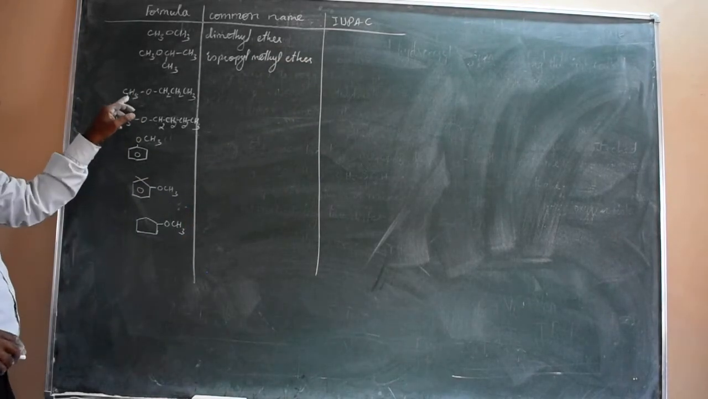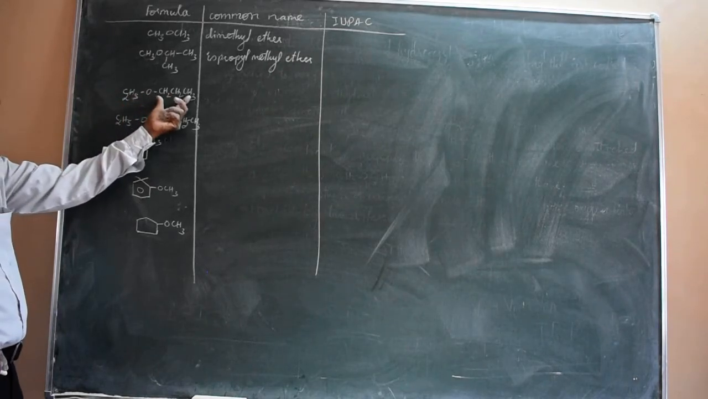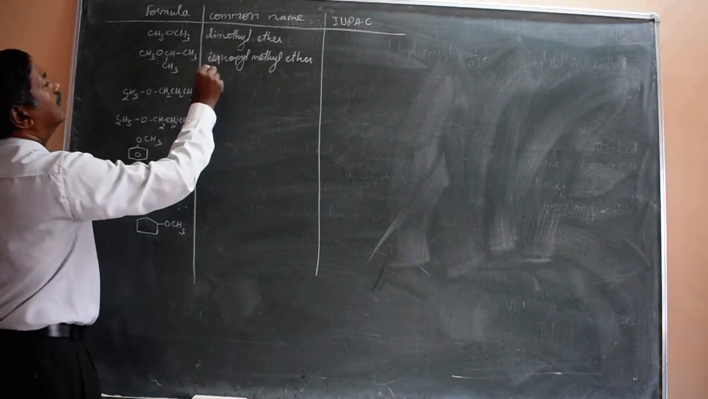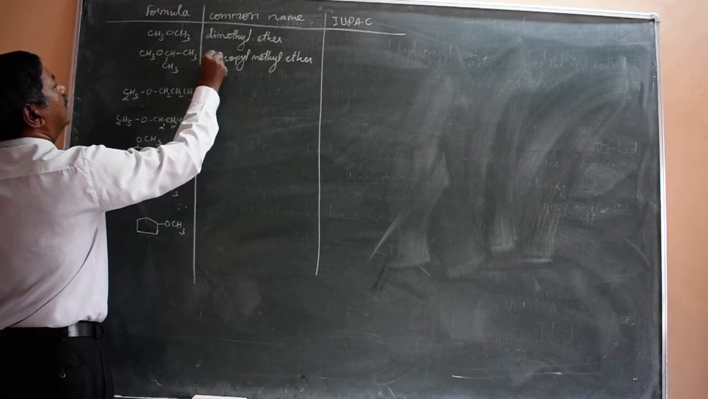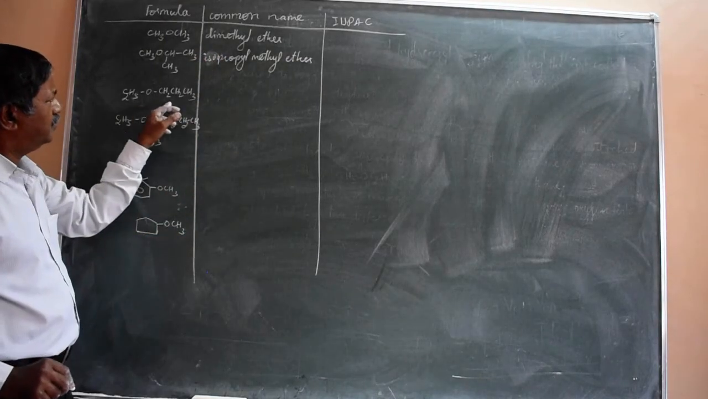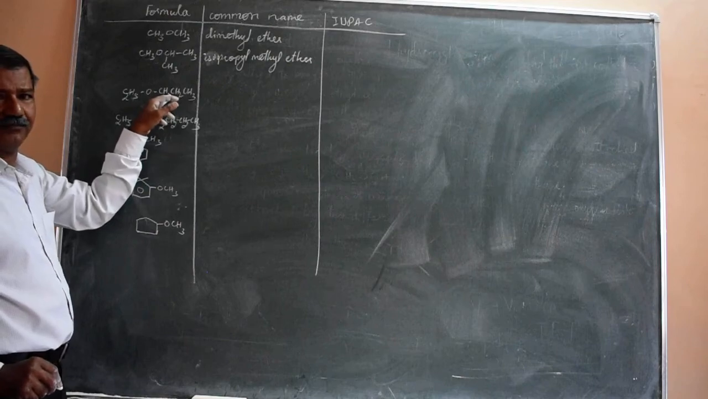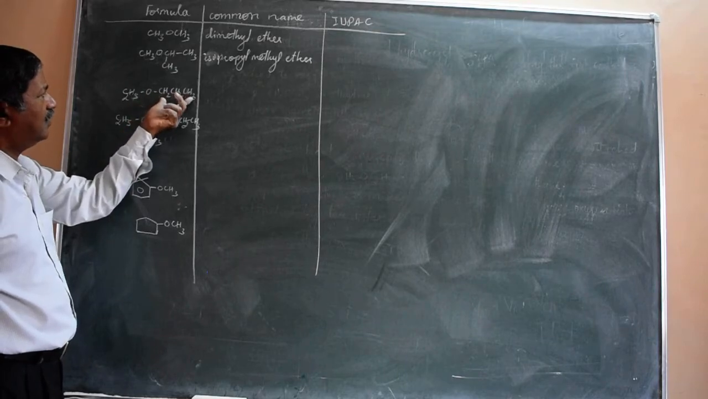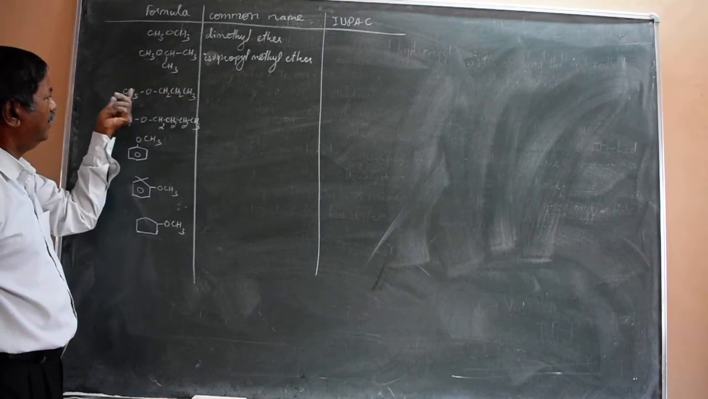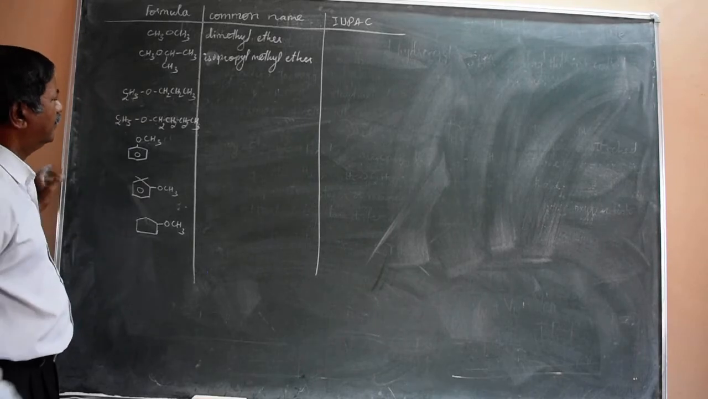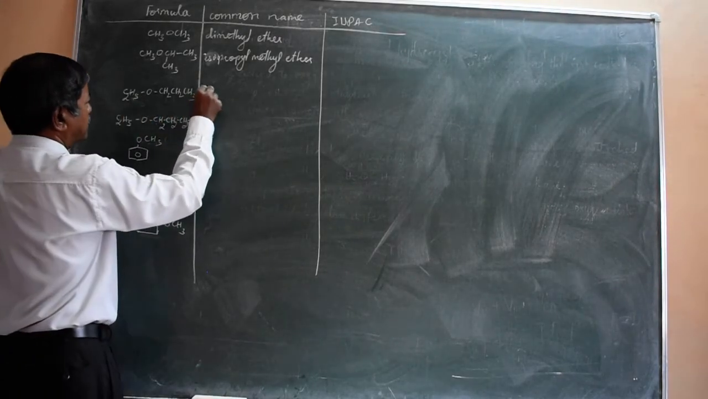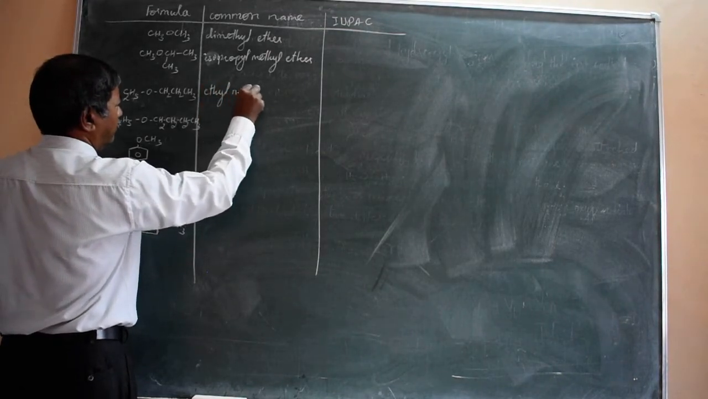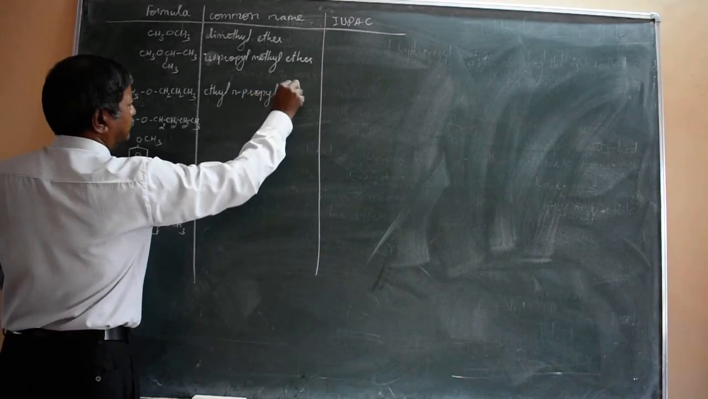Then we have ethyl and propyl. There are two possibilities for propyl: one is iso and another is normal. This is normal, because we don't find CH attached to two CH3. This is a normal propyl and this one is ethyl. So E comes first. The name of this one is ethyl normal propyl, or ethyl n-propyl ether.